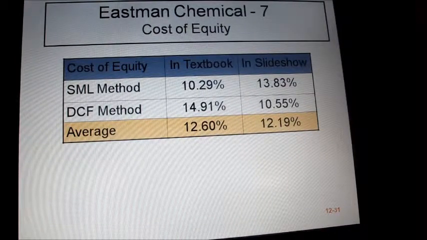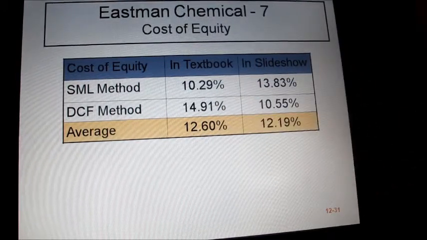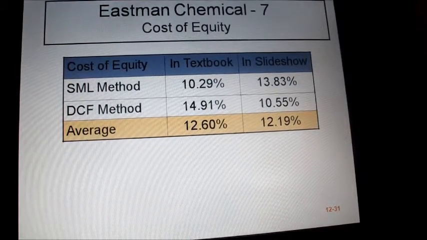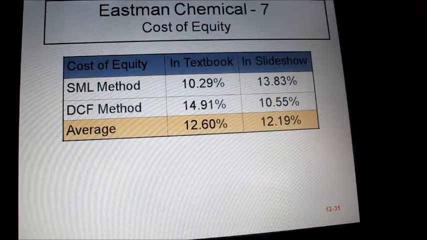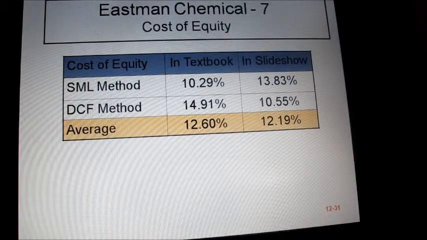These are older slides that go with the textbook, so I'm not sure if your newer textbook still has the same numbers or not. I'm assuming they do. You'll see that it comes up with different numbers, but they do the same approach where they average them. And as you can see, the two averages are relatively similar. So the cost of equity, regardless of which approach you're using, is still pretty similar for this particular firm. 12.6%, 12.19%, pretty similar.